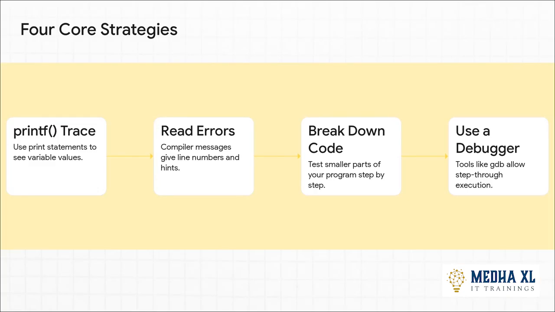First up, the old reliable, tracing with printf. Second, and this is a big one, actually reading the compiler messages. They give you the line number for a reason. Third, breaking your code down into smaller pieces you can test one by one. And fourth, for the really tough problems, learning to use a proper debugger. Now for today, we're going to zero in on that first one, printf tracing, because it is one of the most accessible and surprisingly powerful tools you'll ever use.